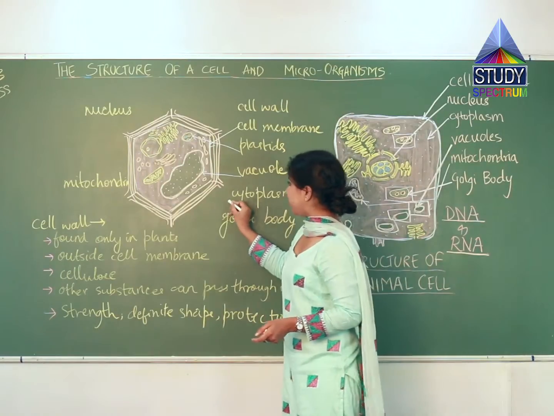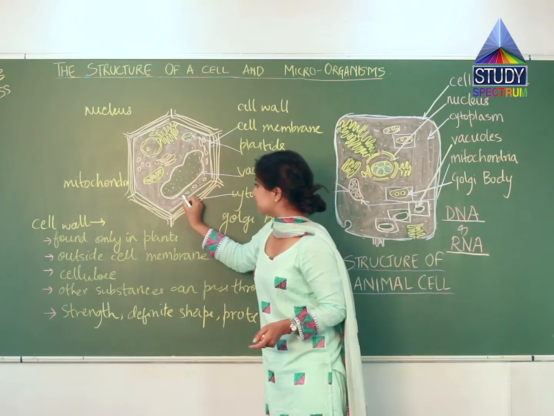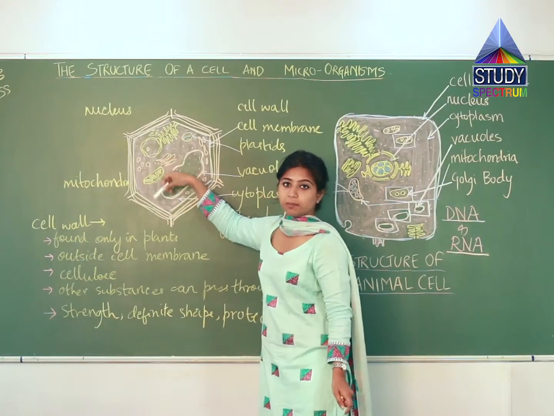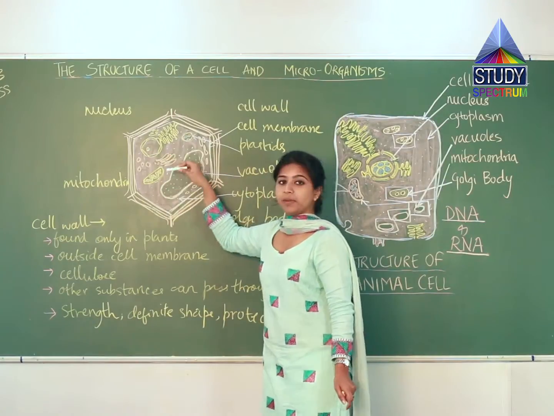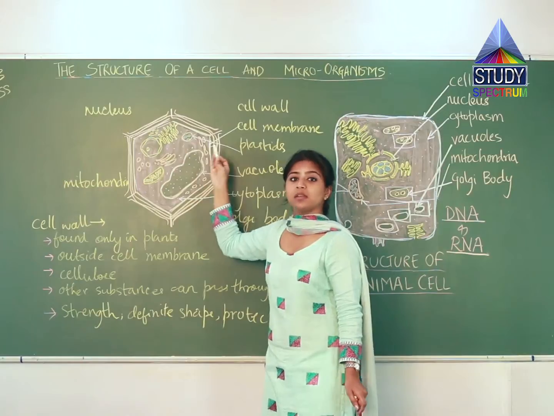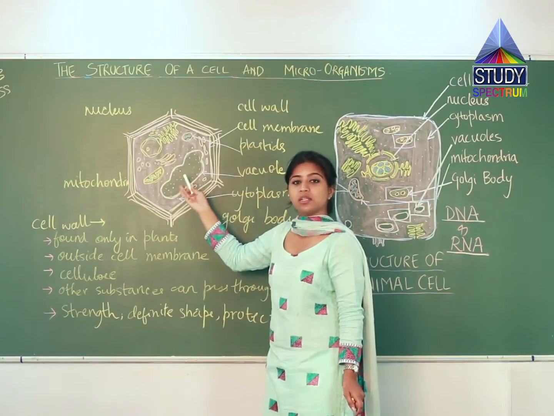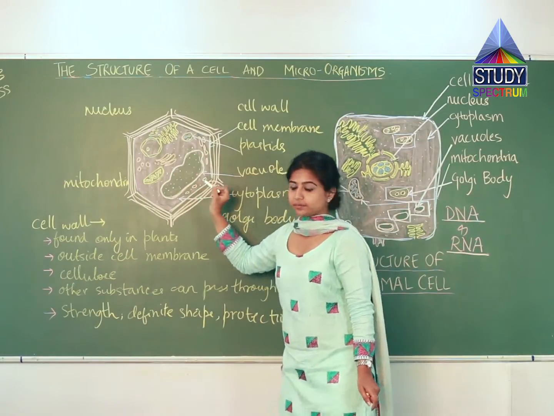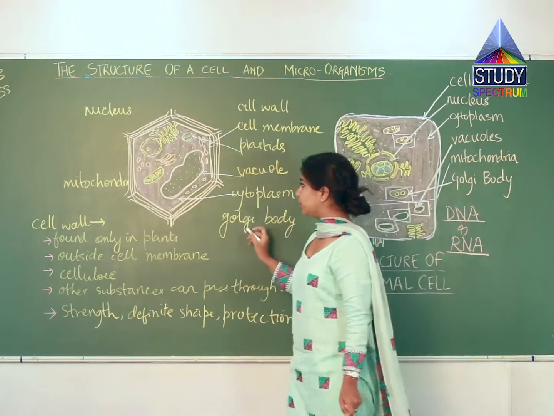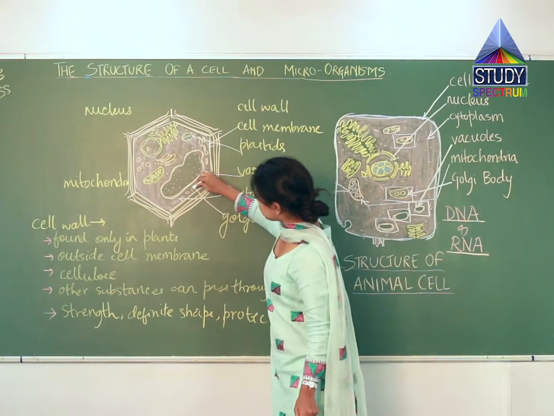Then we have the cytoplasm. Cytoplasm again is the same space that I have shaded in pink, and cytoplasm again stores and embeds the organelles that are present inside. Then is the Golgi body. The Golgi body is right over here.